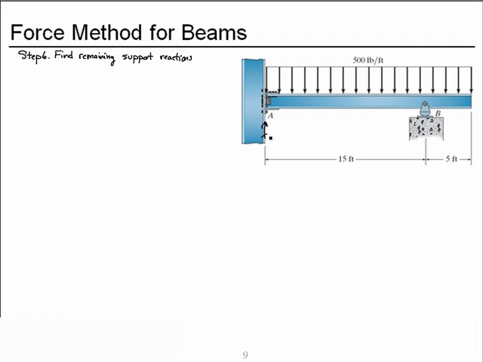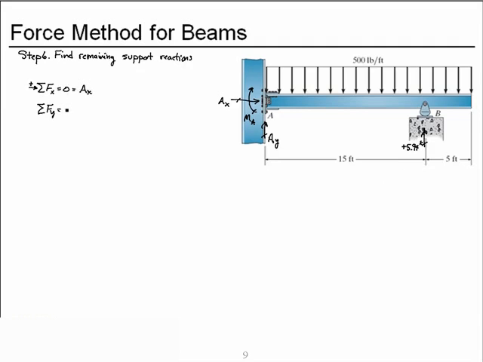So we need to find AY, AX, the moment at A, and we already found that BY is a positive 5.94 kips, or 5.94 kips up. So we'll apply equilibrium. Let's go horizontal equilibrium first. Choose to the right as positive, and our only contributor is AX, so it must be 0.